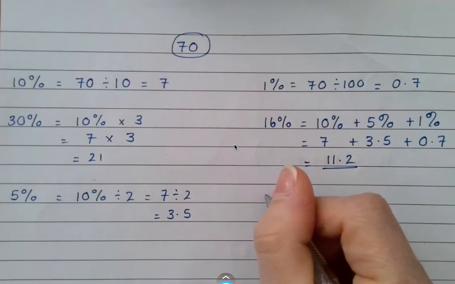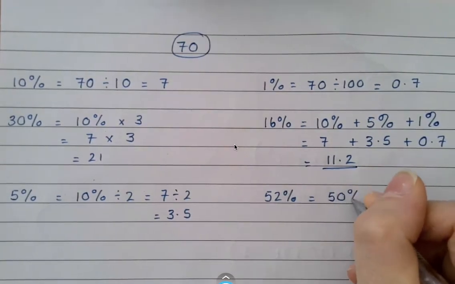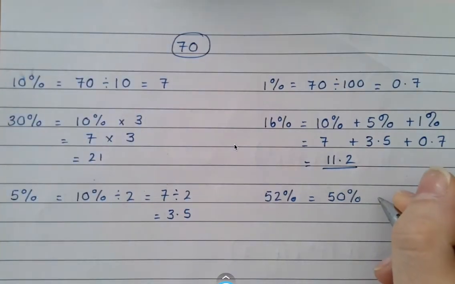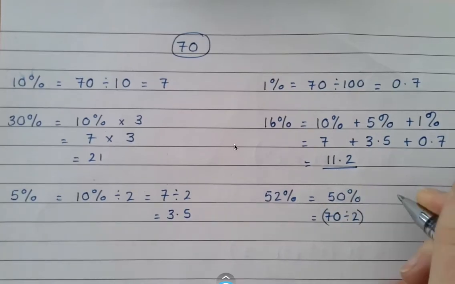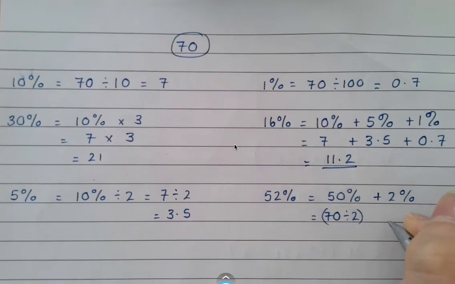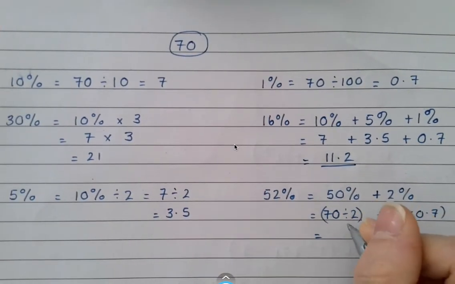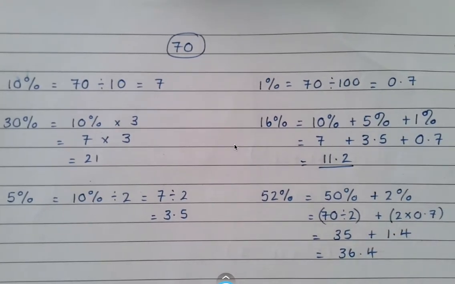If I wanted something like, let's say, 52%, okay, the easiest way to break that up would be 50%. So if I want 50%, remember we always think of the original value as 100%, so 50% would literally just be 70 divided by 2 because it's half of the original value. And then I'd want 2%, okay? So if I know that 1% is 0.7, 2% is going to be 2 times 0.7. So if I want 52%, I've got 35 for half of it, and then 2 times 0.7 is 1.4. So altogether it would be 36.4 as my answer.